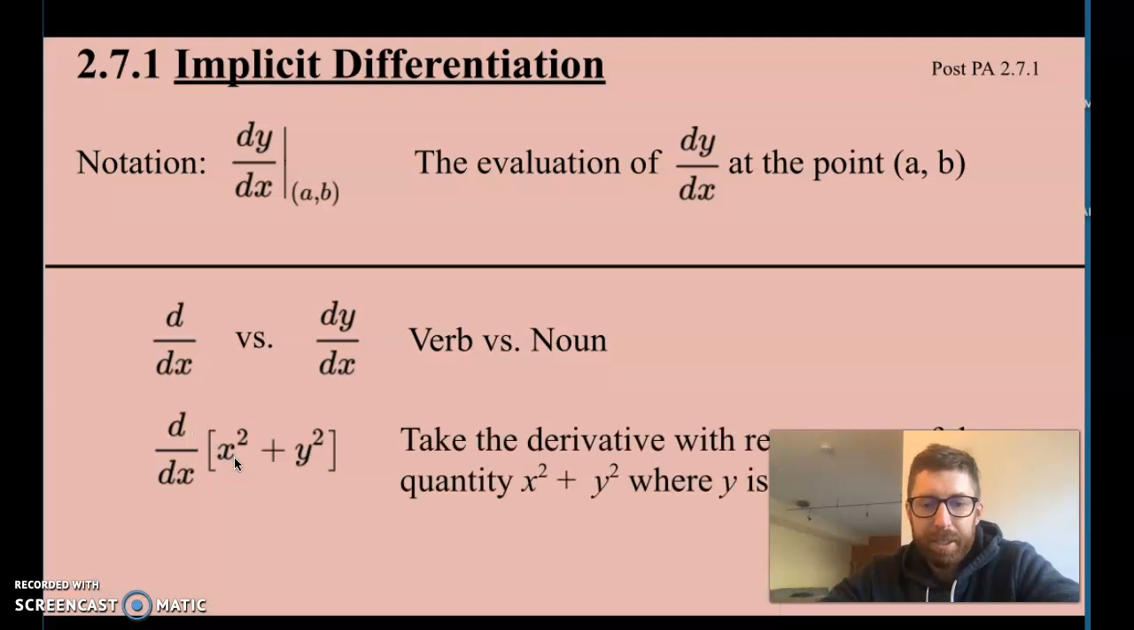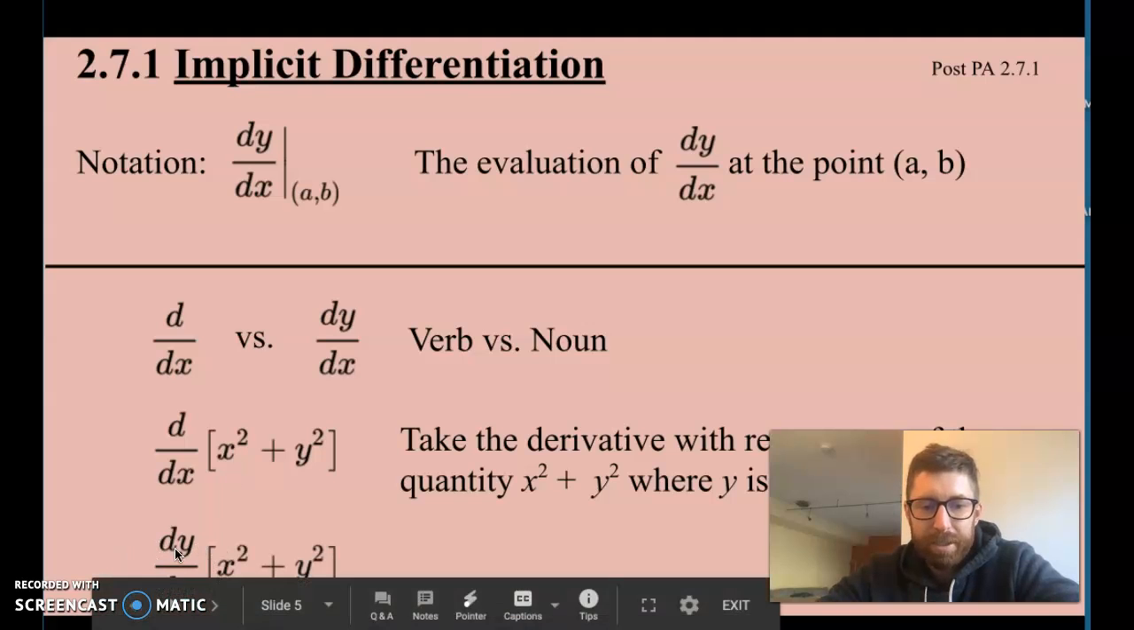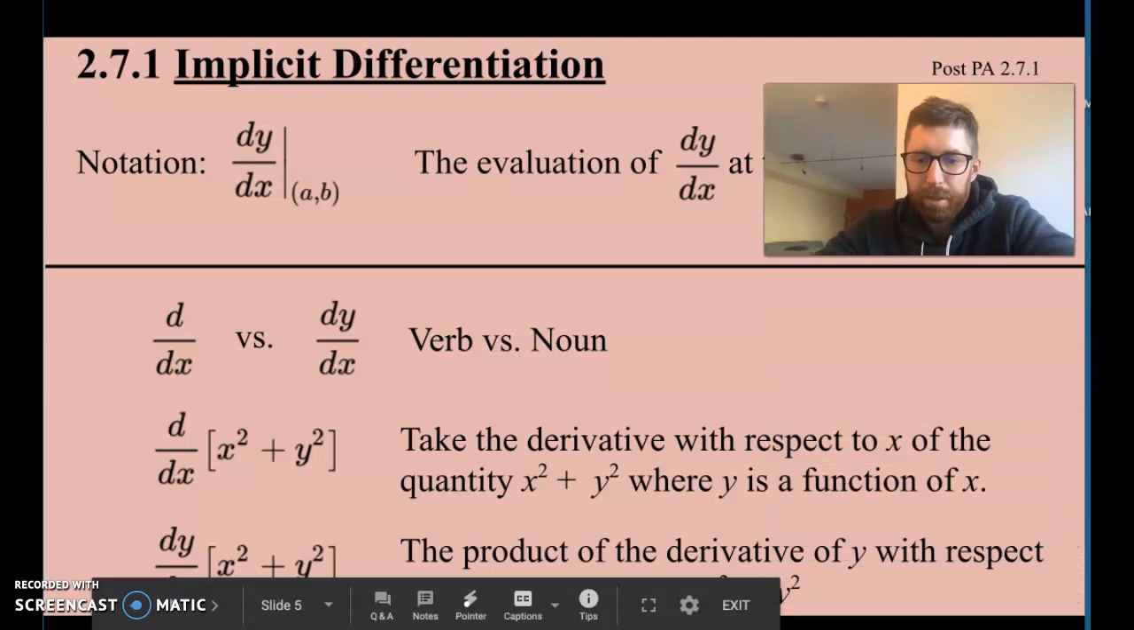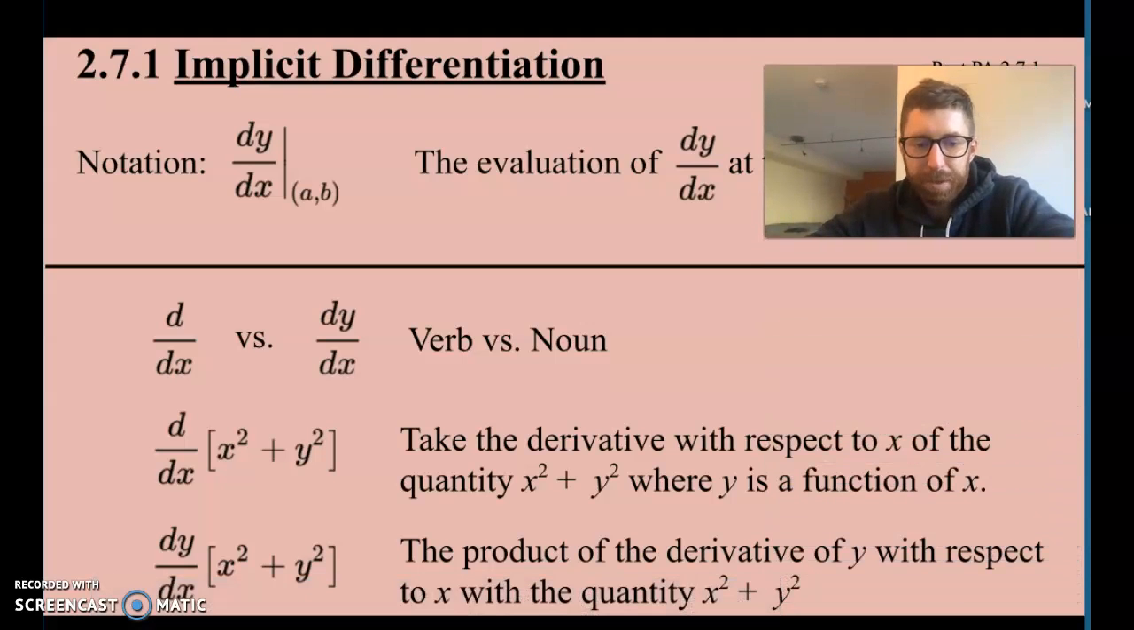Versus if I see this, that says I already took the derivative, right? I took the derivative of y, and it's right there. So the second one is the product of the derivative of y with respect to x with the quantity x squared plus y squared.